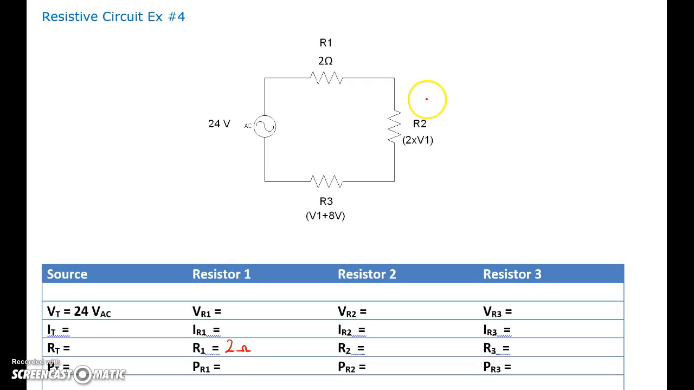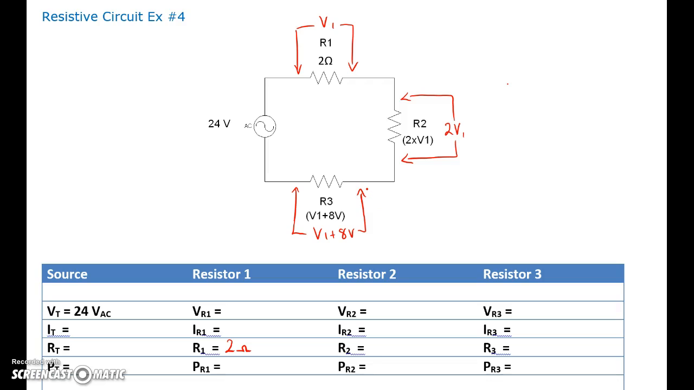But I haven't given you R2 or R3, and it looks like I've given you all the voltages in terms of V1. So this guy is the first voltage. This voltage right here is 2 times the first voltage. And this guy is the first voltage plus another 8 volts.